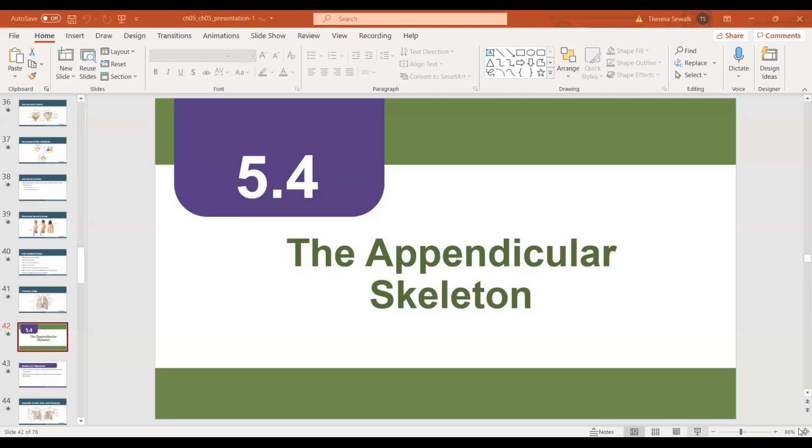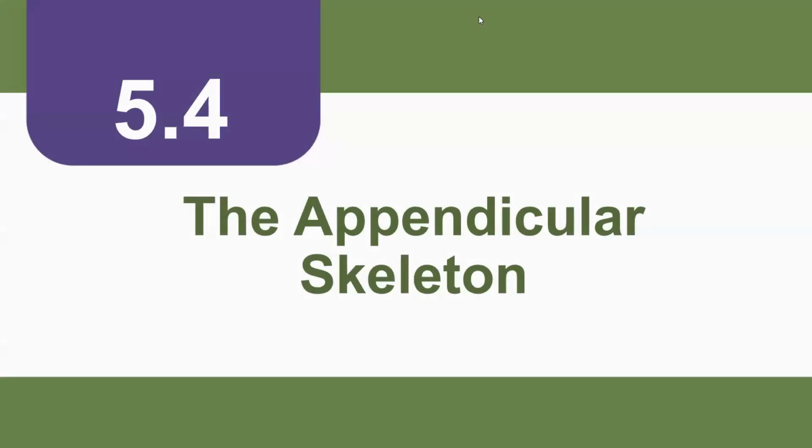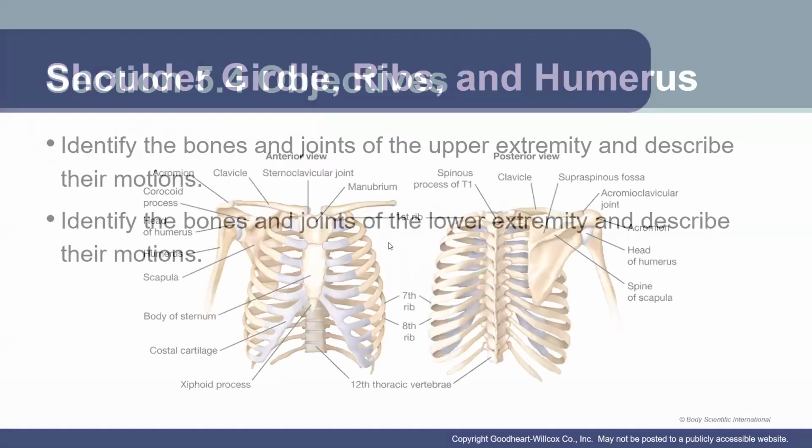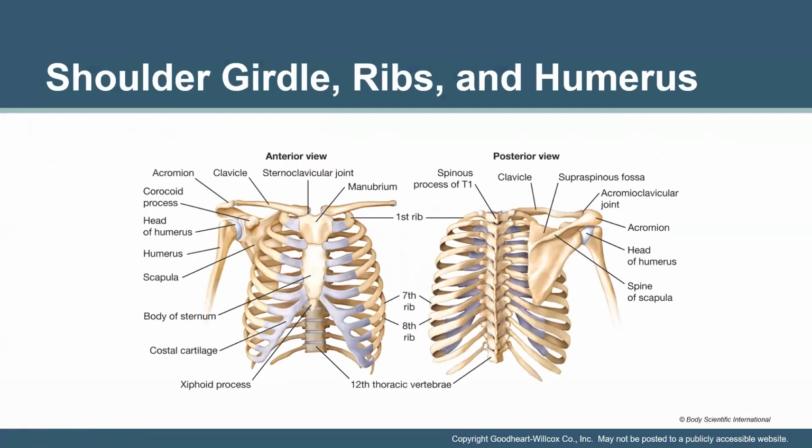Okay, next we're going to go into the appendicular skeleton. Remember that the appendicular skeleton is shoulders to fingers and pelvis to toes. This will be on page 143 in your textbook.